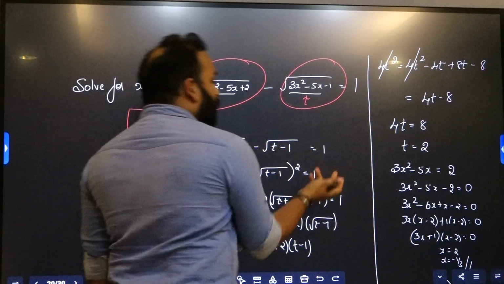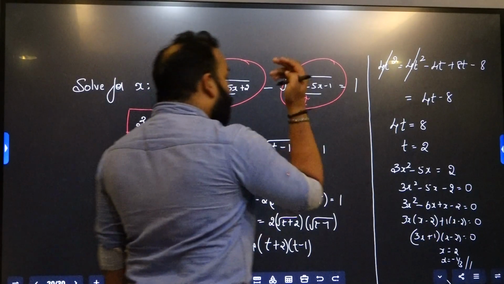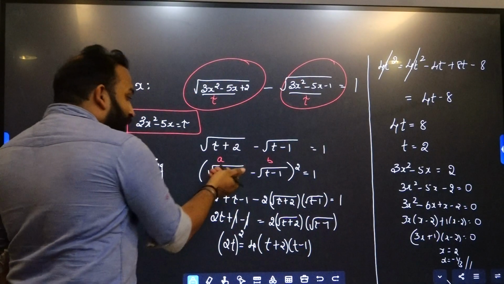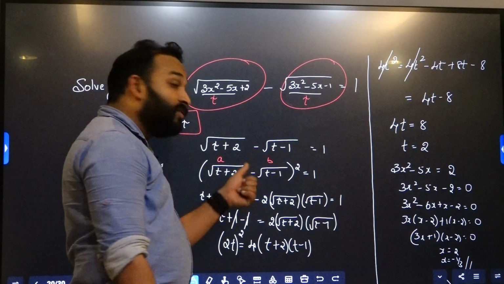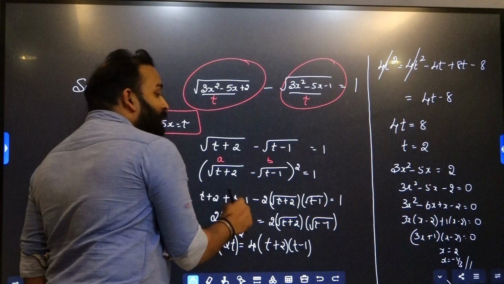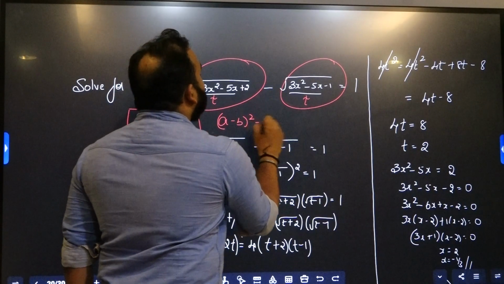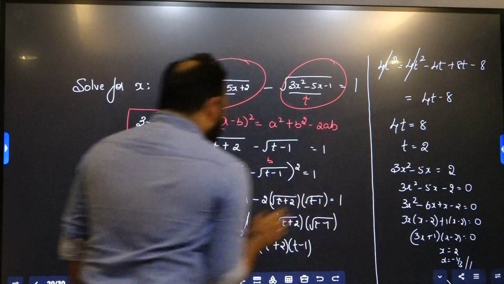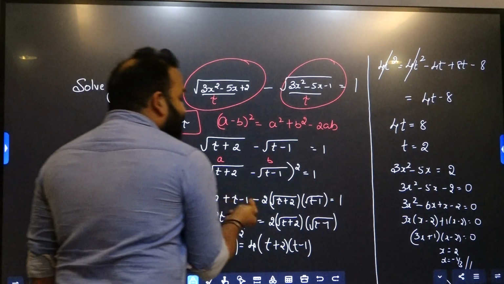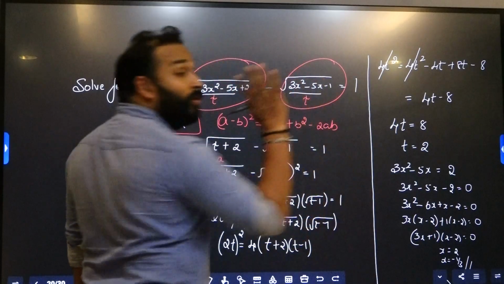Now, if you square on both sides, let's take this as a, this as b. It's of the form a minus b the whole square is equal to 1. A square, that is root of t plus 2 the whole square is t plus 2. Plus b square, remember, plus b square, because identity says a minus b the whole square is a square plus b square minus 2ab. So a square t plus 2, b square is t minus 1, minus 2 times root of t plus 2 into t minus 1 is equal to 1.